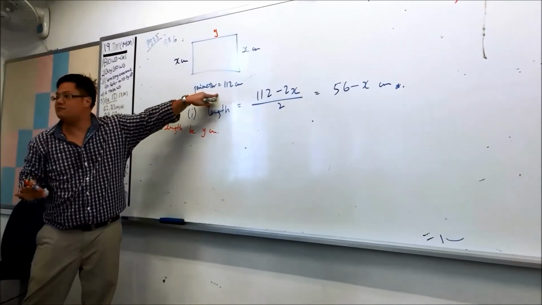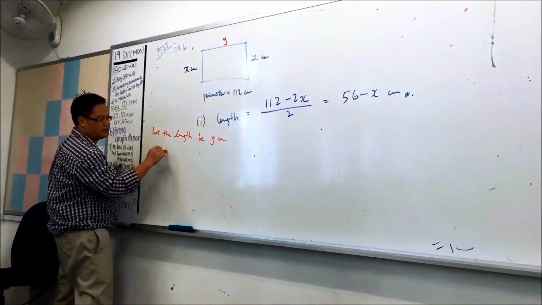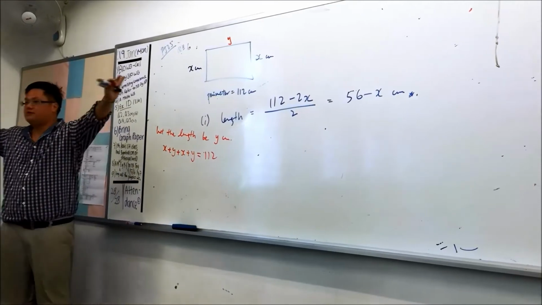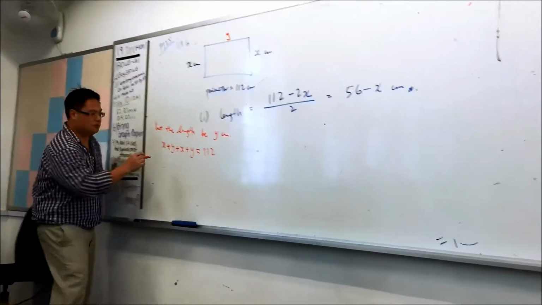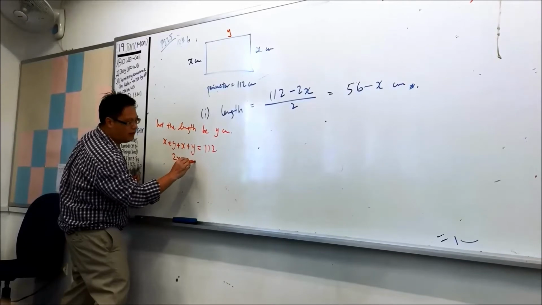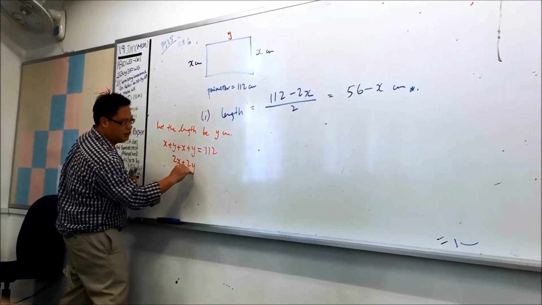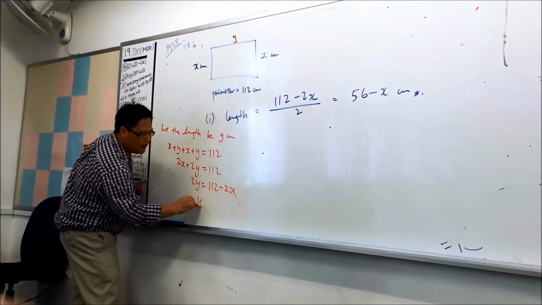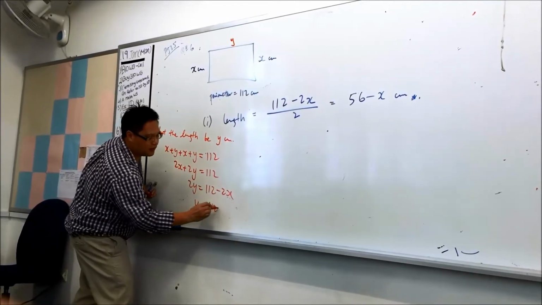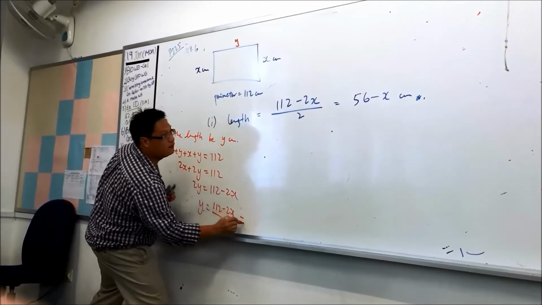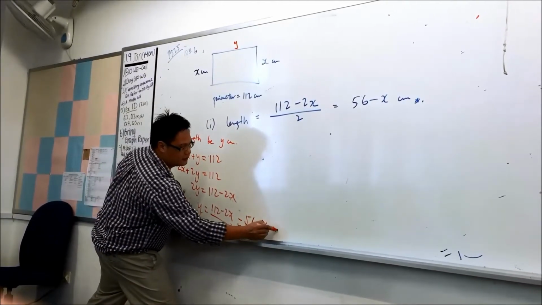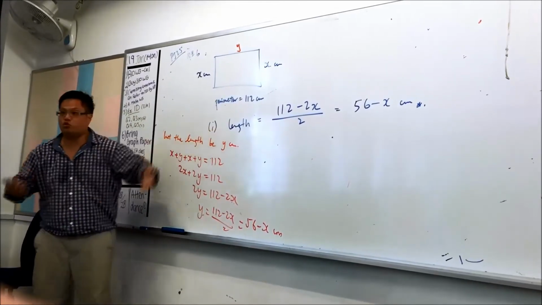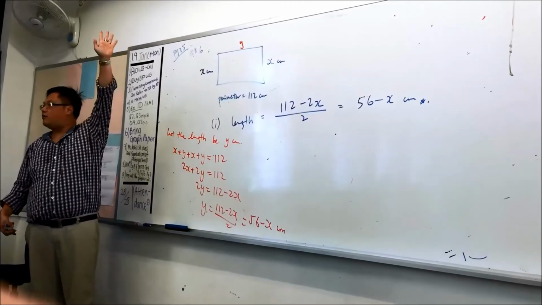The perimeter tells me what? x plus y plus x plus y will give me 112. So far, so good? By tidying this up, this is 2x plus 2y equals 112. So 2y equals 112 minus 2x. y equals 112 minus 2x over 2, which will give you 56 minus x. Isn't this y the length that you're trying to find? Are you all with me?